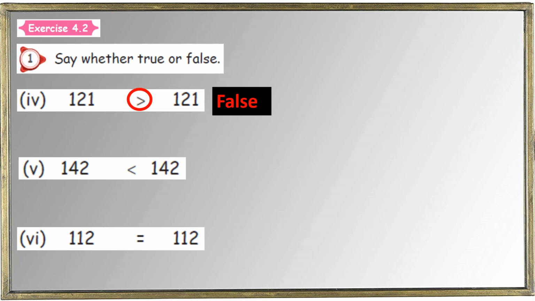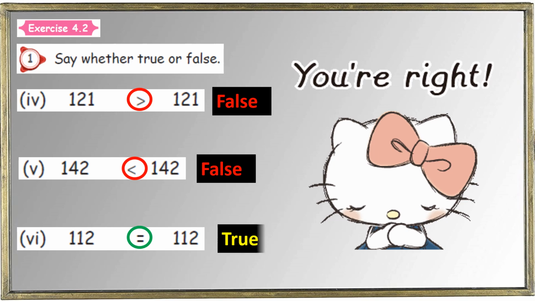Fifth one, 142 less than 142. Here also the symbol is wrong. What should it be? Equal to symbol. But they have given the less than symbol. So give the answer false. Sixth one, 112 is equal to 112. Here they have given the correct equal to symbol. So the statement is true.